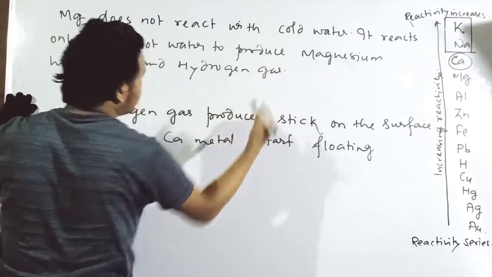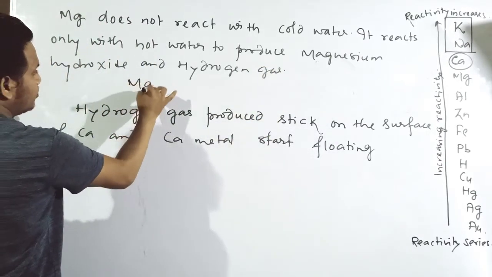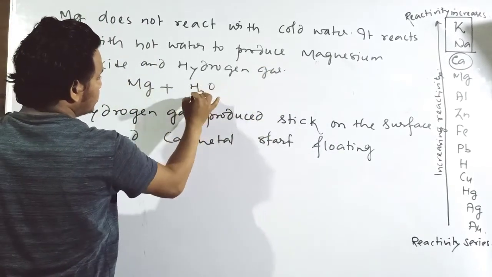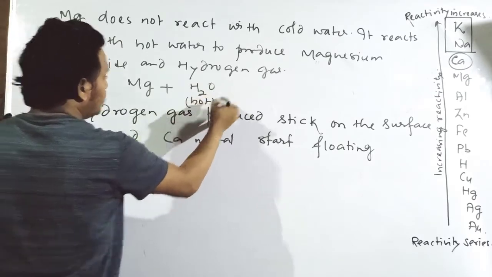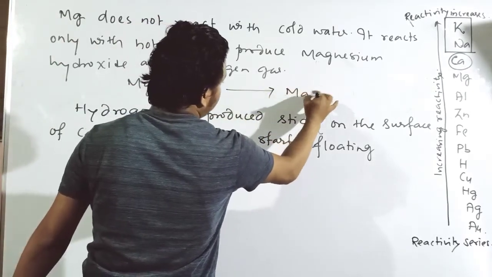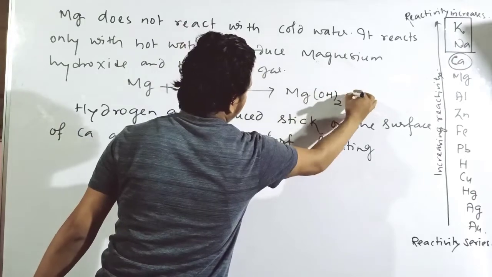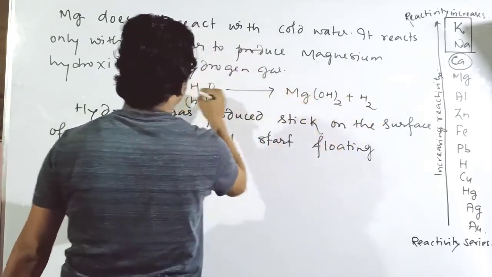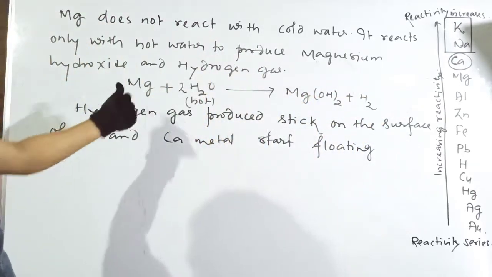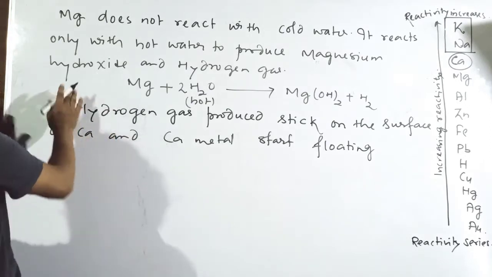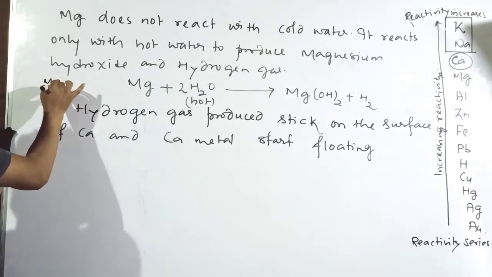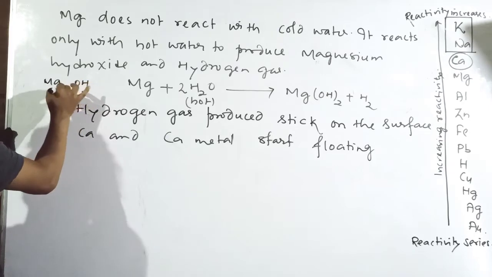Now write the reaction. So magnesium reacts with hot water. This time water will be hot. Product will be magnesium hydroxide along with hydrogen. Now you can balance this one. Magnesium has the valency 2. OH has the valency 1. Just cross it.